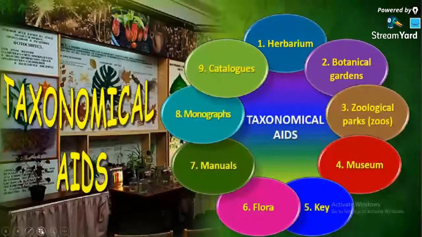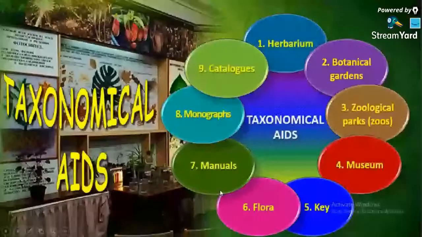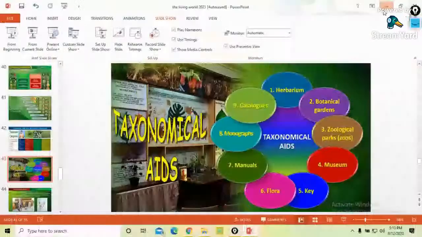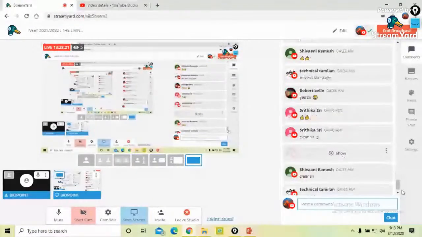Guys, we have reached the 43rd slide. We have to complete up to 54. Now we are going to move on to the last topic of the chapter, that is taxonomical aids. Can we move? Can we move on with the taxonomical aids?